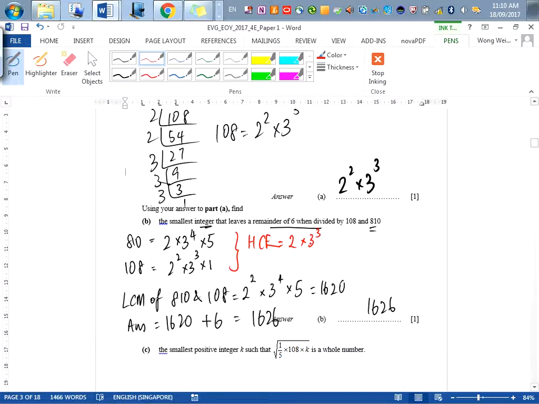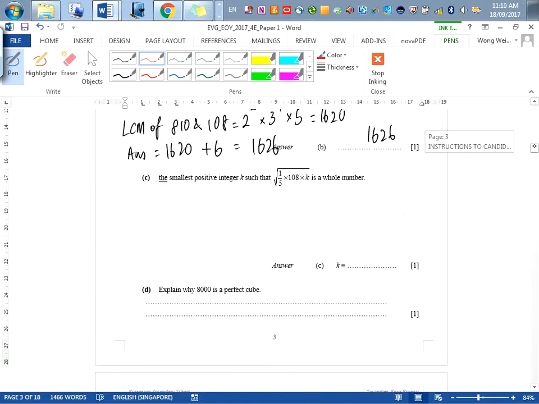Know how to get your HCF and your LCM from the prime factors. Okay? The next. Find the smallest integer such that this is a whole number. If you square root something and you get a whole number, wouldn't that something be a perfect square? That is what they want. It is another way of asking what is the value of k such that 1 over 5 times 108 times k gives you a perfect square.